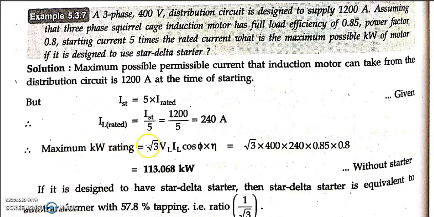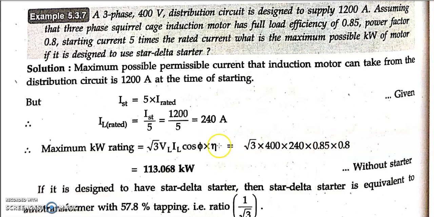So the maximum kilowatt rating formula, you all know, is root 3 VL IL cos phi into efficiency. The efficiency is given here, full load efficiency is 0.85. Now I'm going to substitute the values. VL is equal to 400 volt, as it is line voltage, no need to divide by root 3. Line current is 240 ampere, again no need to divide by root 3. Why? Because I phase is equal to IL in star connection, and V phase equals VL by root 3, but we need VL here, so not dividing by root 3. There is no need to divide or multiply anything, because I phase equals IL in the star connection, and the efficiency is 0.85.